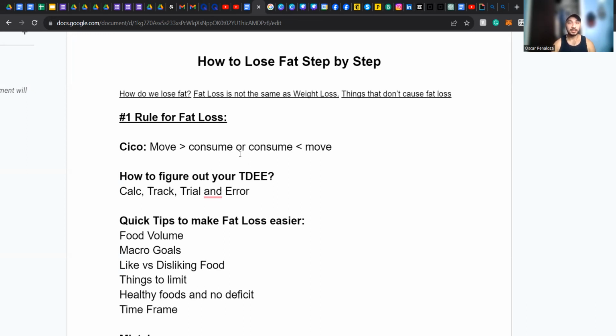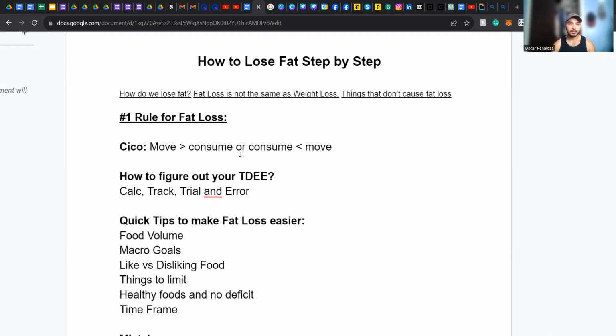So, things that do not cause fat loss. There are a lot of myths out there that tell you, do this for fat loss, take this for fat loss. And there's no such thing. There's only one rule for fat loss. So if you've ever heard, okay, take this shake, take this tea, take this cream, do this exercise, do this diet, none of that works. There's only one rule for fat loss.